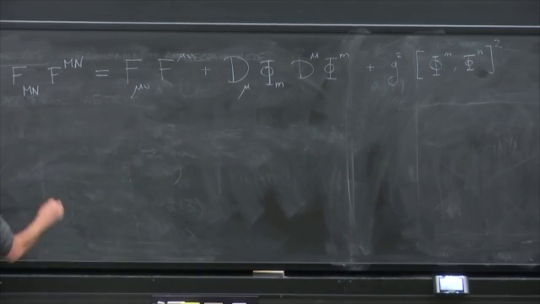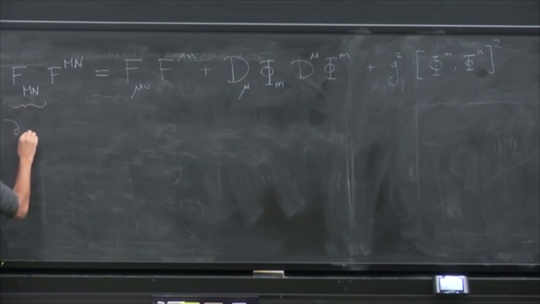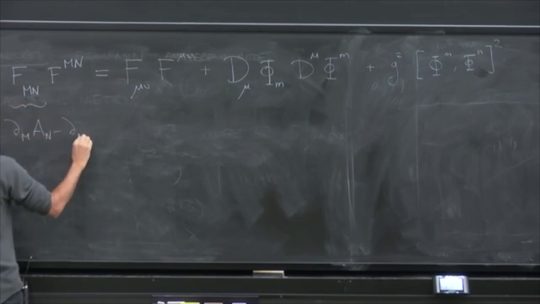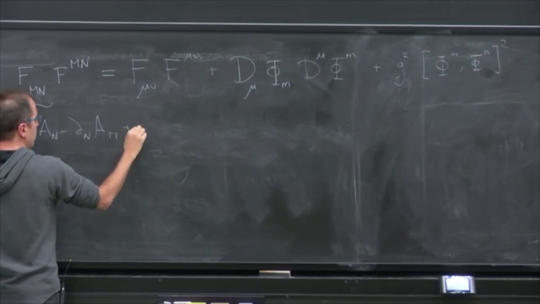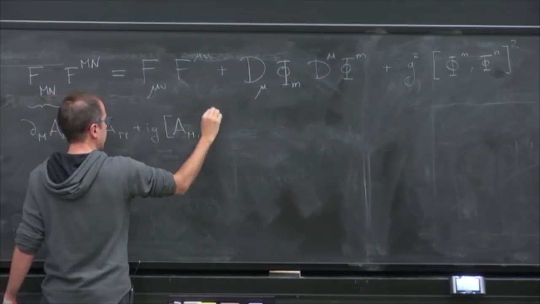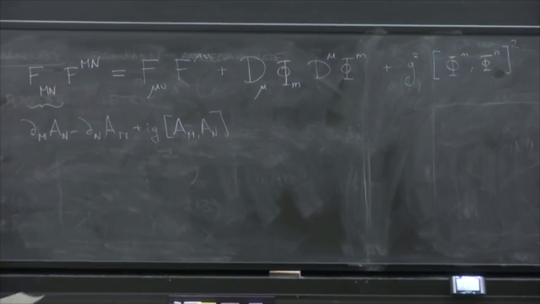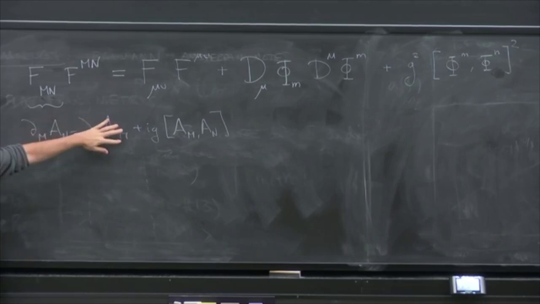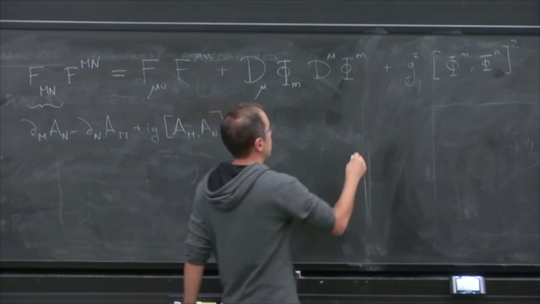So here we are using that this is just the usual thing: d_M A_N minus d_N A_M plus ig commutator of A_M, A_N. So when the indices are in the directions in the 6 dimensions, the derivative terms vanish, and I get just the commutator squared. Maybe there is a minus sign, I don't know.